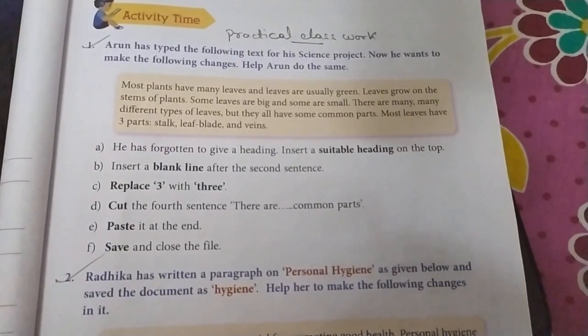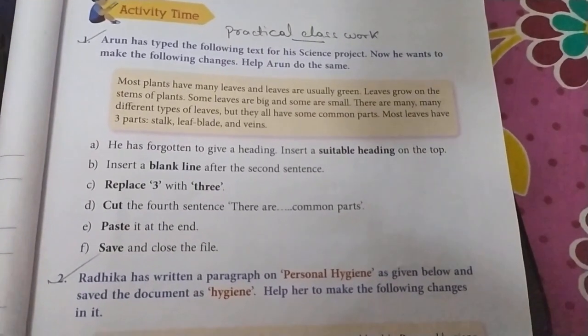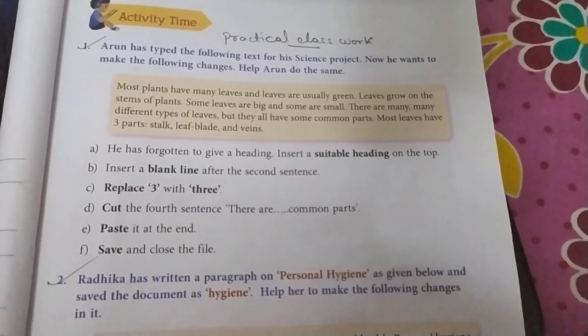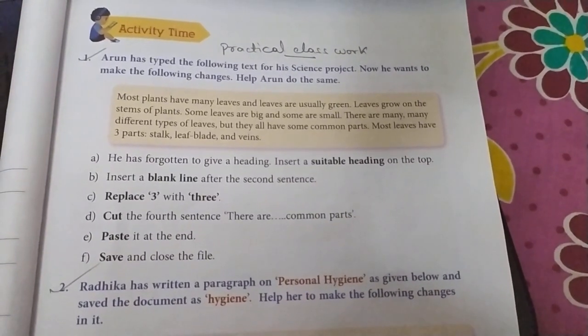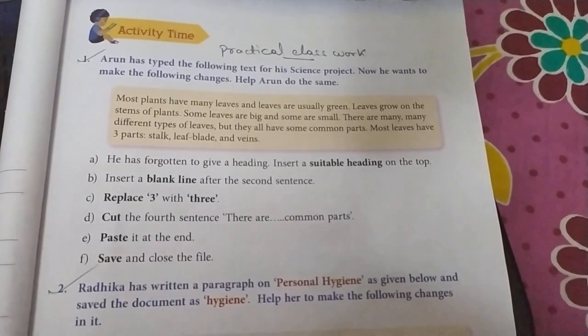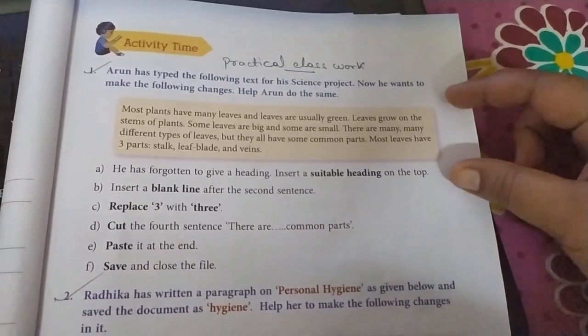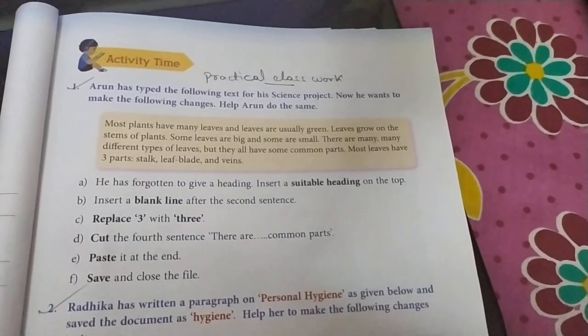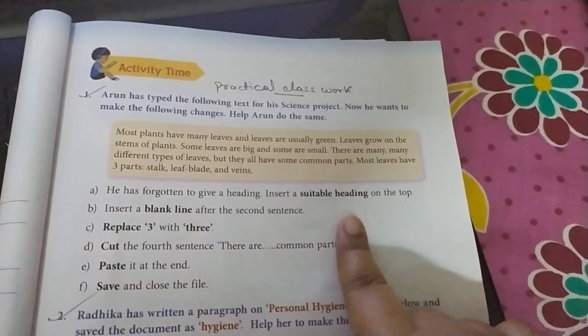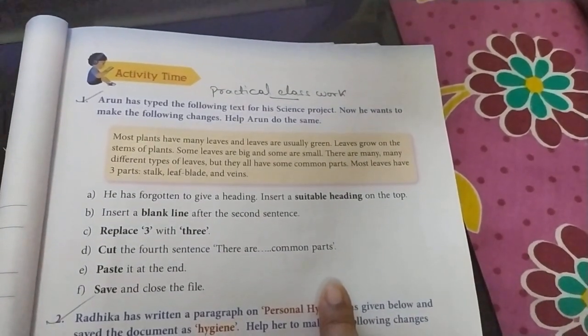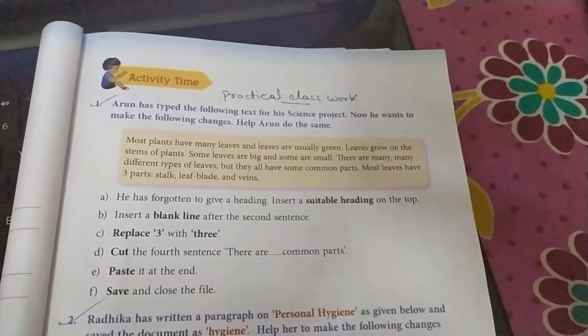This is the first question that we will do. Arun has typed the following text for his science project. Now he wants to make the following changes. Help Arun to do the same. This part I have already typed in the computer. So you will first type this in the computer, then these questions will be followed accordingly. So let's see how we are doing it.